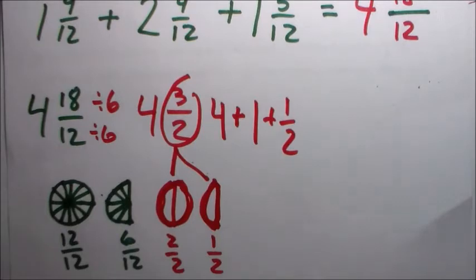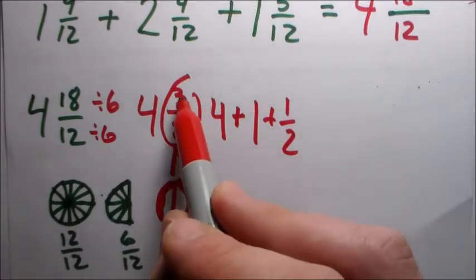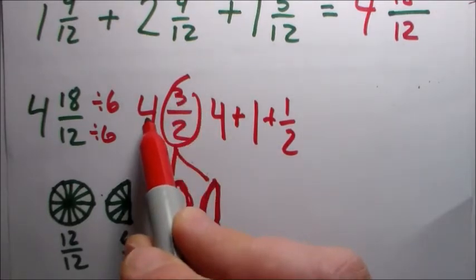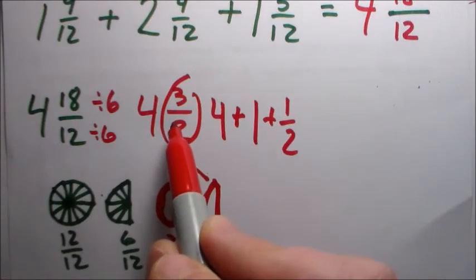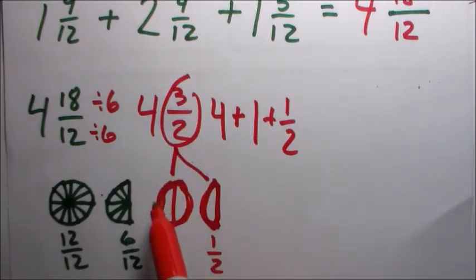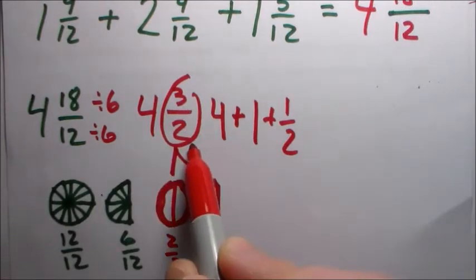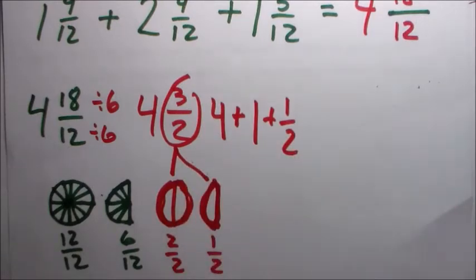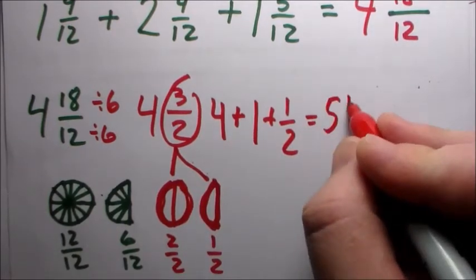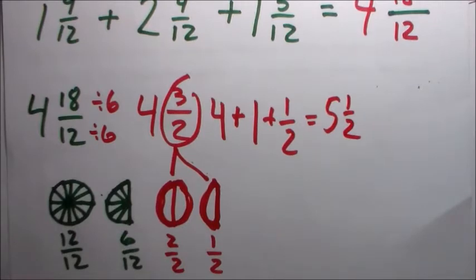That's good legal math, right? This expression here, 3 halves, is added to the 4, because we have 4, then we have 3 halves more. And 3 halves is the same as 1 whole and 1 half. So that would equal 4 plus 1 plus 1 half, which equals 5.5. And we're good to go.